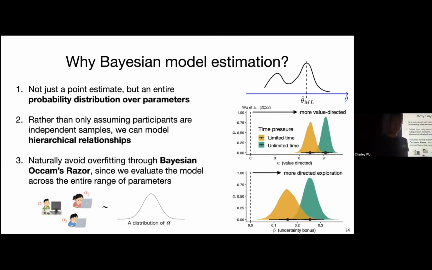And lastly, we also want to use Bayesian model estimation because we can naturally avoid overfitting. And this is through Bayesian Occam's razor, which I talked about earlier. Since we evaluate the model across the entire range of parameters, we also essentially penalize more complex models, because some of those more complex models are just going to have parameter values that are not very realistic. So these are the reasons why we want to do Bayesian model estimation.